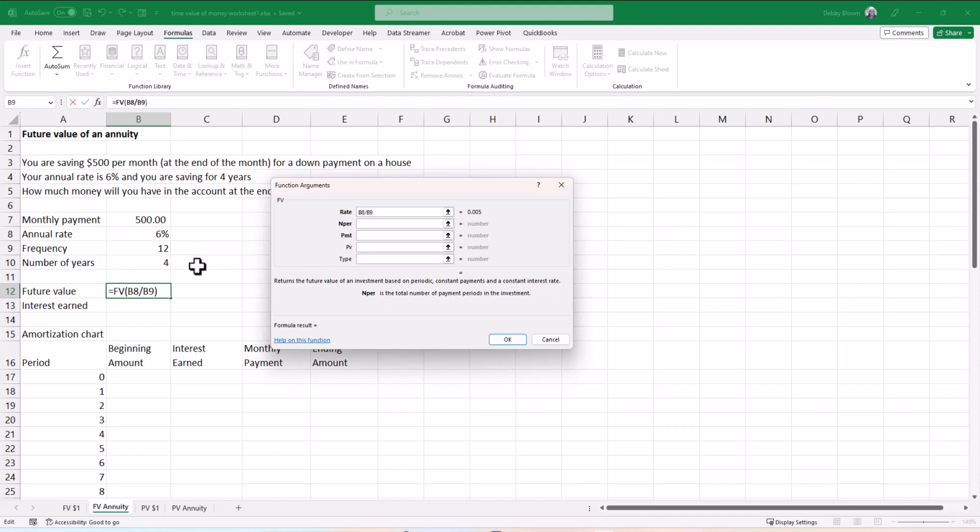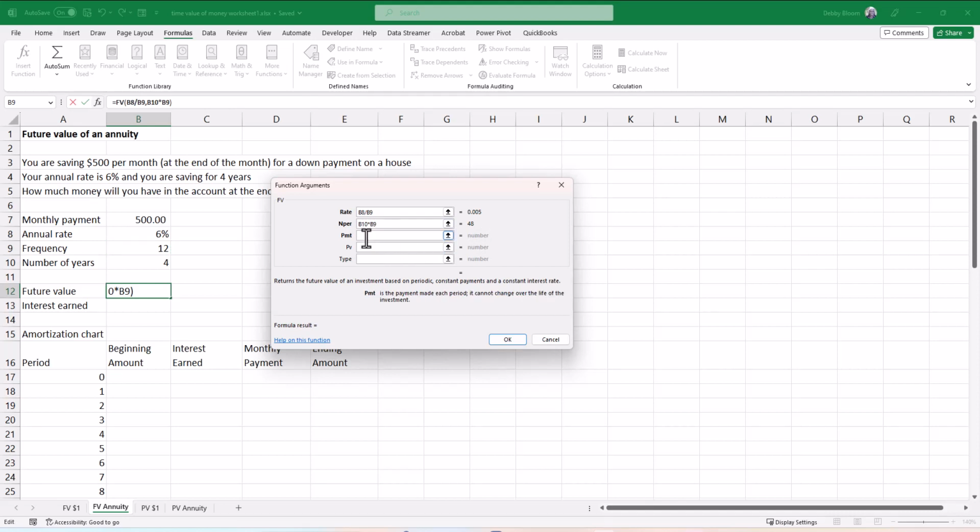For Nper, if you're going to do something 12 times a year over 4 years, you're going to do it 48 times total. So in the Nper, I'm going to click on B10, the number of years, and multiply it by B9, the frequency, and notice how Excel calculates 48.